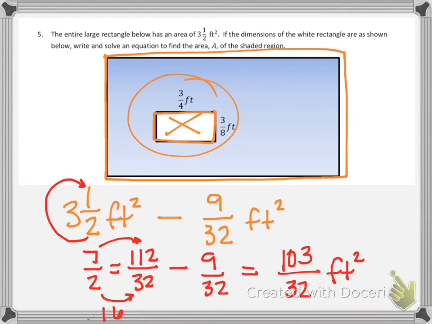A little over 3. But I don't need the mixed number because that's a good answer, so I'm going to leave it right there. 103 32nds square feet. All right, and that's it. That's the problem set answers for lesson 5-6.